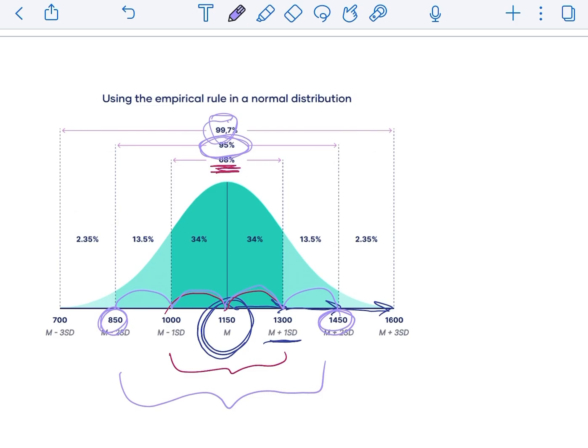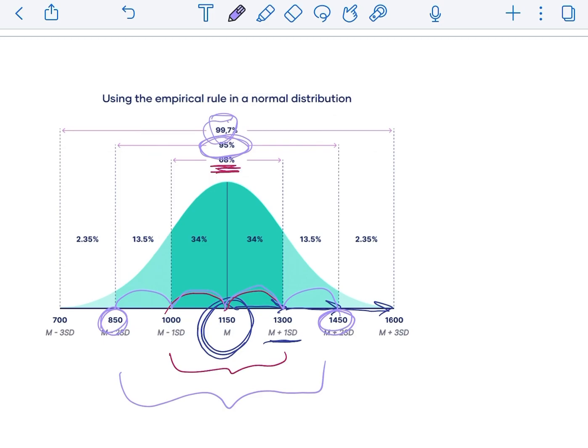So when we're asked about a certain percentage, one of these special percentages, 68, 95, or 99.7, the Regents is going to expect you to know how many standard deviations you're moving on either side.